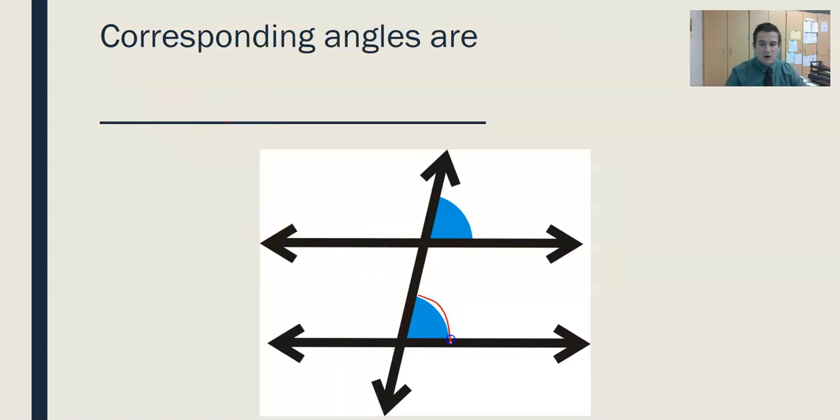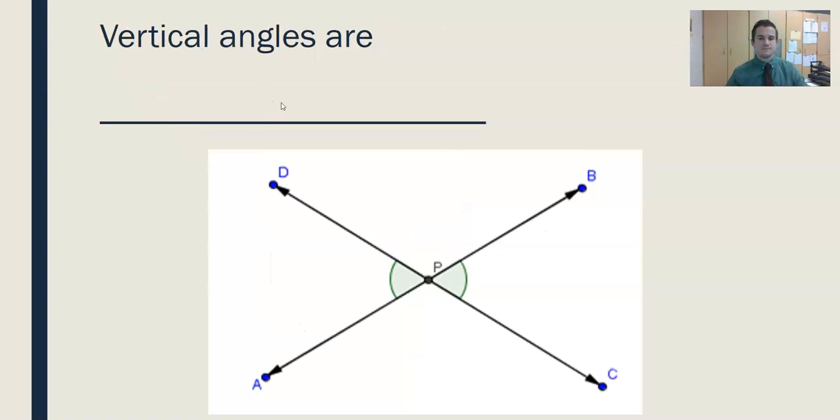Corresponding angles are named kind of weird. I'm not sure if I completely agree with the way that they identify these. But basically, if I picked this angle up off of this bottom parallel line and placed it in the exact same place on this top parallel line, those are corresponding angles, and they are also congruent. They are the same measure. So those are congruent angles, those corresponding angles.